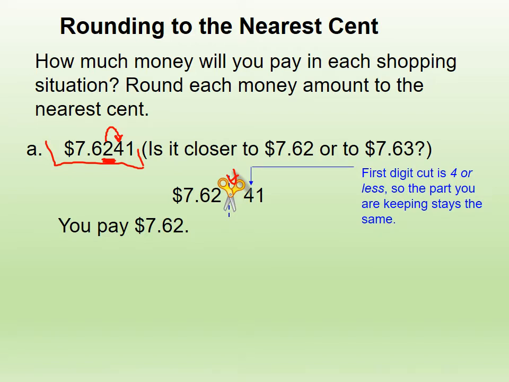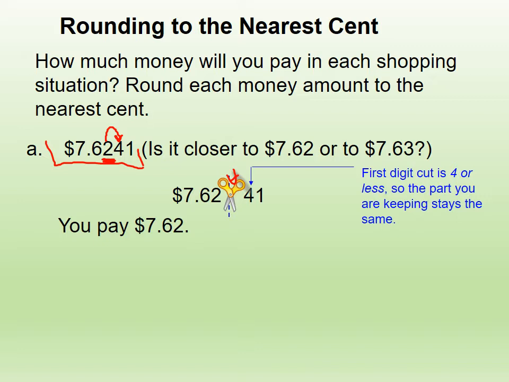Guys, are there any questions about why it stays as a 62 for the cents? It's not greater than 5. Do you have any questions on why the answer is that?